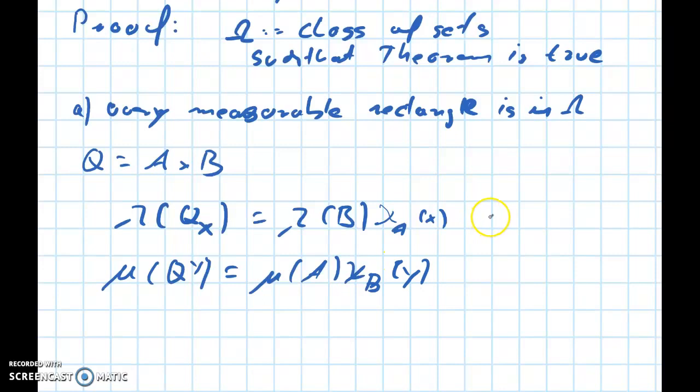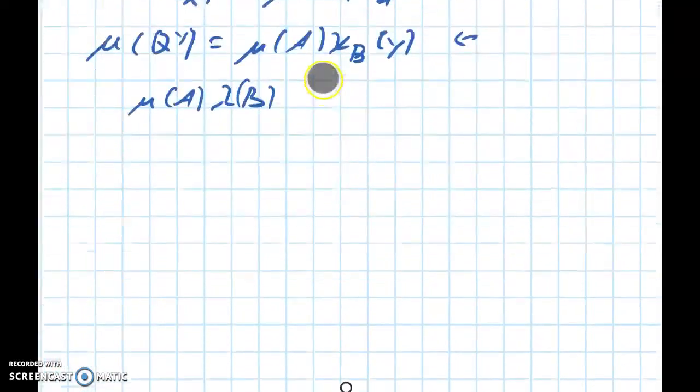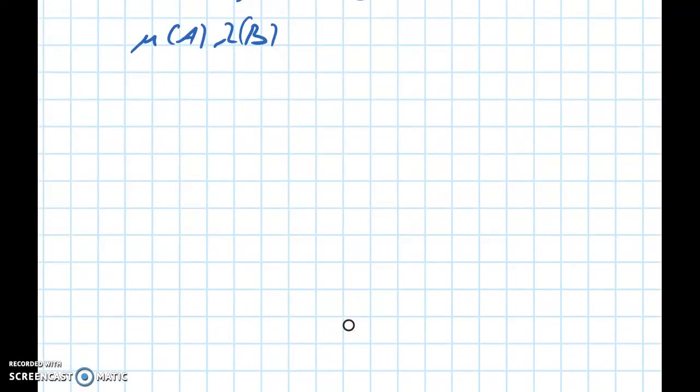And if we now integrate this one with respect to mu, and this one with respect to lambda, then we get the same in both cases. In both cases, we get mu of A times lambda of B. So both integrals are the same as stated in the theorem, and this proves that the theorem is true for every measurable rectangle.